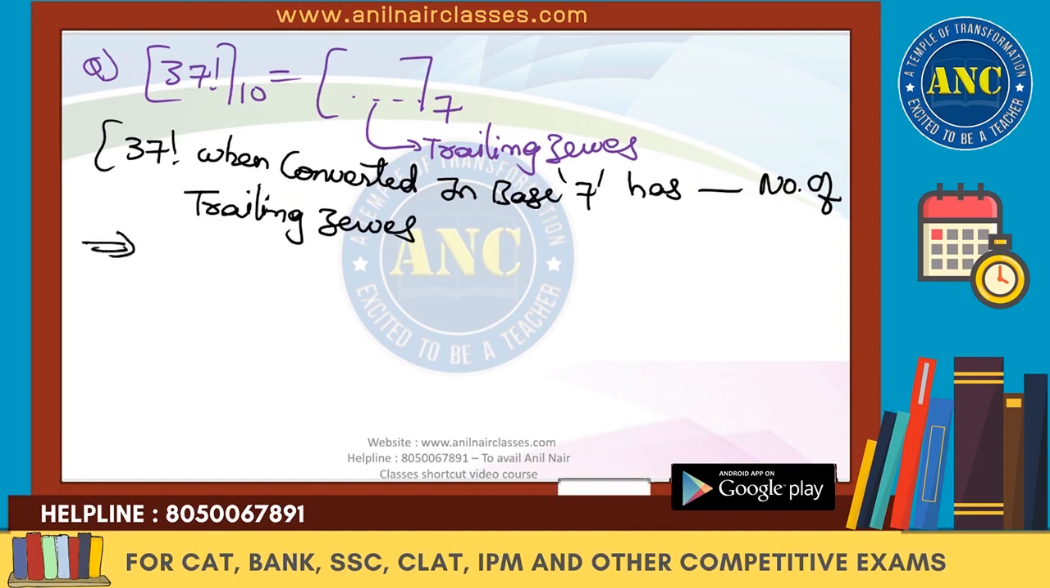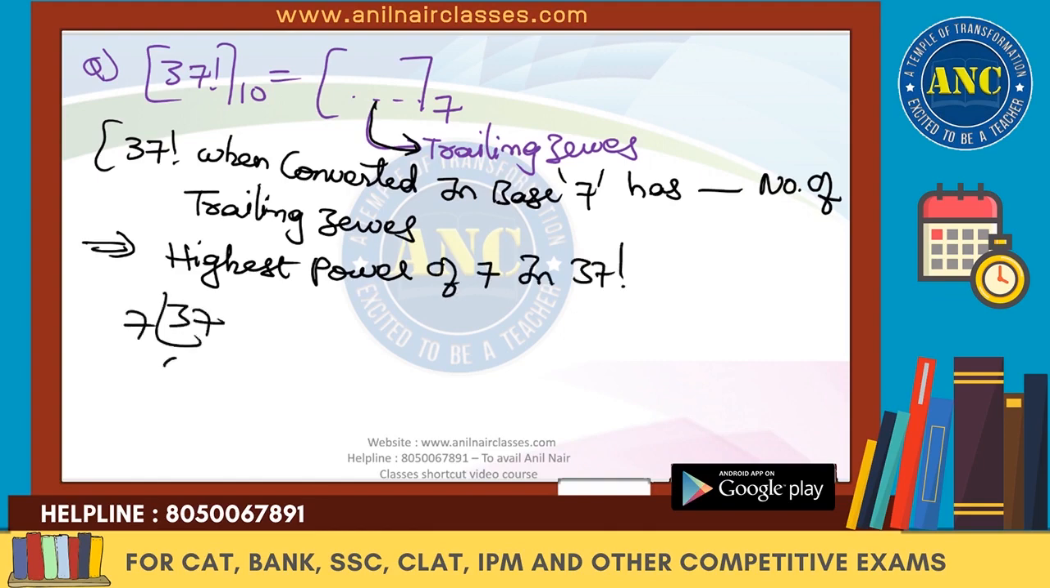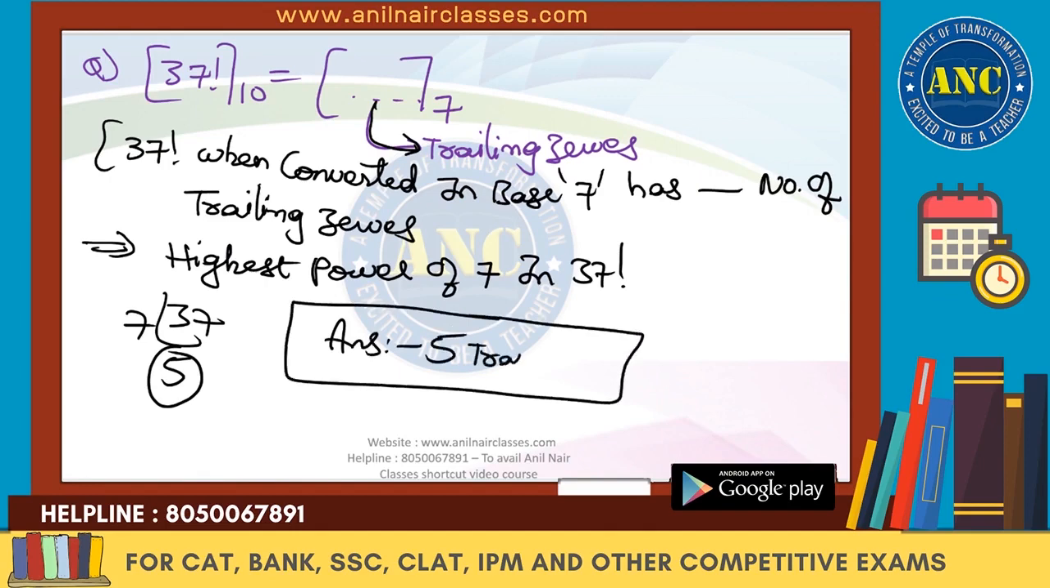Just now we discussed that the number of trailing zeros in base system 7 is nothing but the highest power of 7 in 37 factorial. So this is nothing but 7 5s are 35. Answer is 5 zeros at the end. Just a twist in the question. You might think that it is a difficult question, but it is not. It's an easy question.